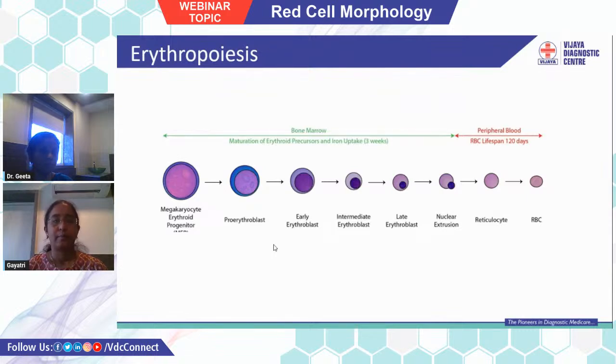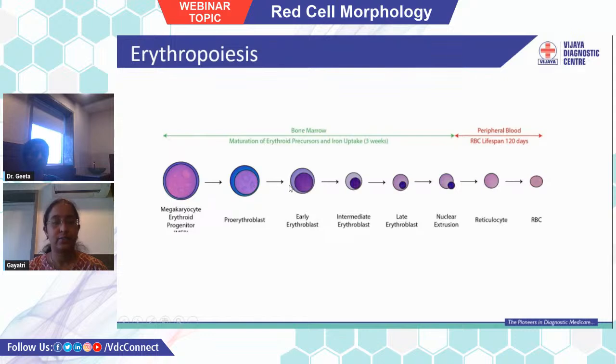A few points about erythropoiesis. This megakaryocyte erythroid progenitor is the basic progenitor cell from which RBCs develop. In the presence of erythropoietin, this cell develops into proerythroblast. This is the initial cell which has a basophilic cytoplasm, and the cytoplasm forms 1/5 of the cell. The nucleus is 4/5. It has prominent nucleoli. This is a dividing cell.